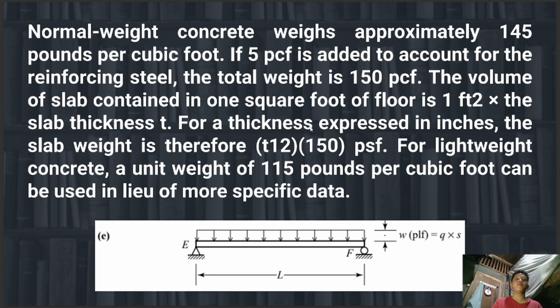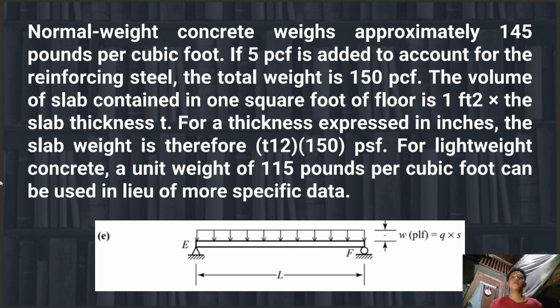So the volume of slab contained in 1 square foot is 1 square foot times the slab thickness D. For a thickness expressed in inches, the slab weight is therefore thickness divided by 12 times 150. Because the thickness is in inches, we need a conversion to feet. So we convert it by dividing by 12, since 1 foot is equal to 12 inches.